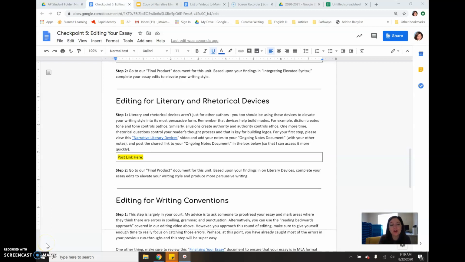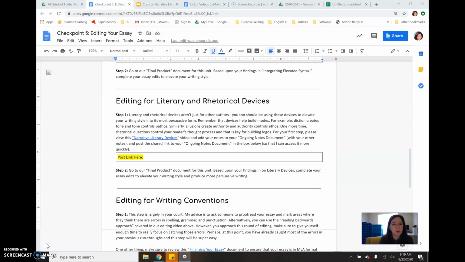Hey students, so for your next round of editing, you'll now be editing for literary and rhetorical devices. So similarly to our previous round, just as authors use syntax and diction, they also use literary and rhetorical devices. And guys, you're an author too. So you're not just going to analyze how other authors do it.